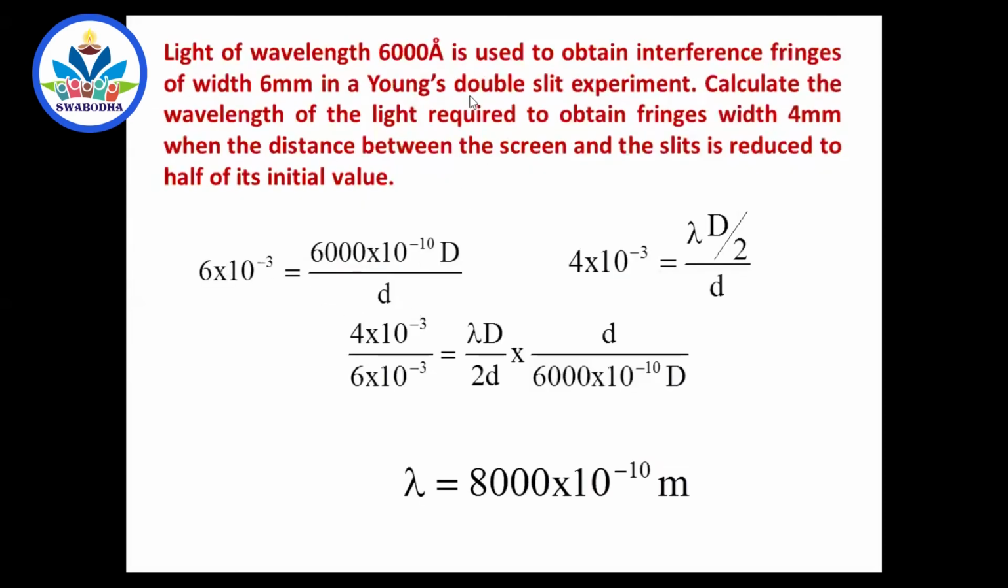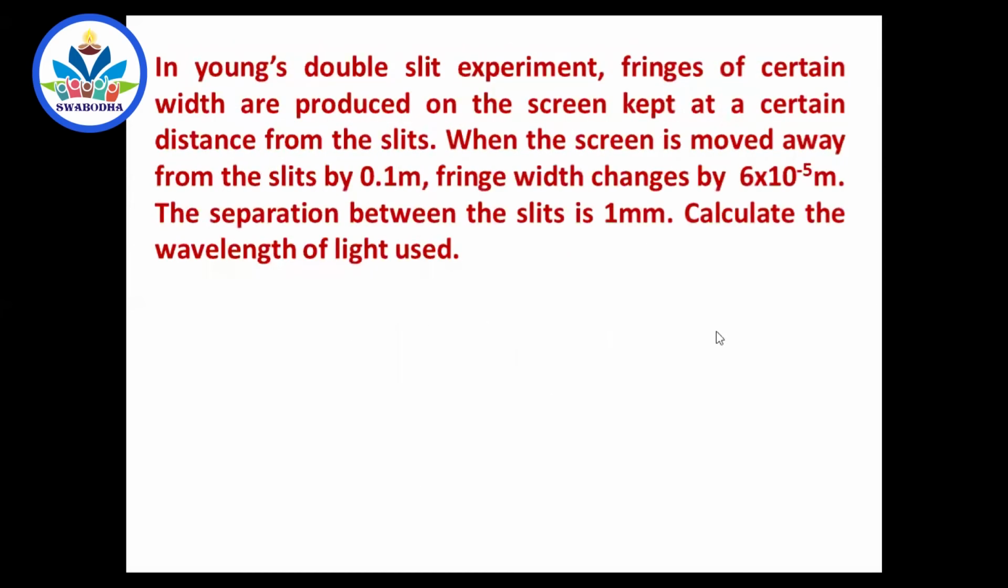Write the two conditions in the form of two equations. Then take the things which are common in both. They get cancelled. Remaining you can do it. Okay. In Young's double slit experiment, fringes of certain width are produced on the screen, kept at a certain distance from the slits. Okay. So, when the screen is moved away from the slits by 0.1 meter, so I am moving the screen away.